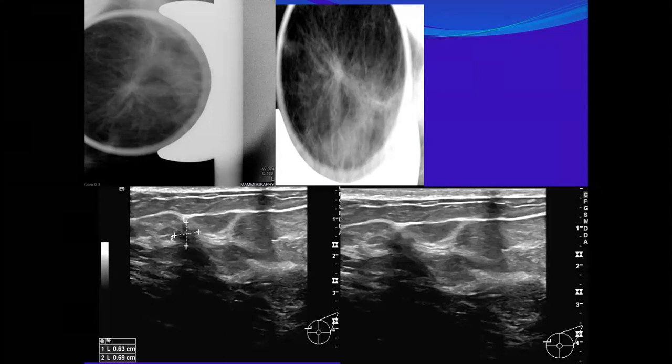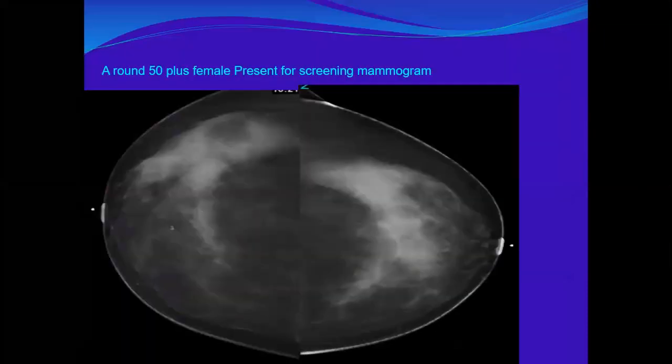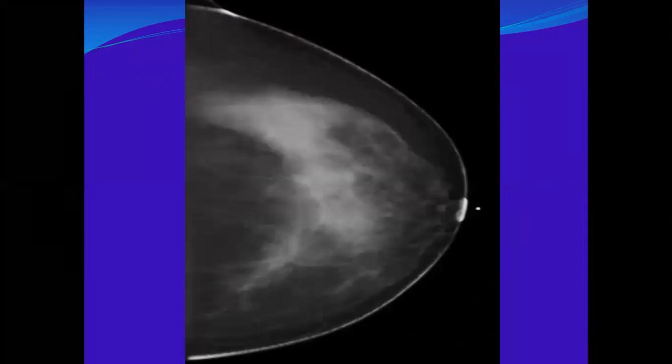So now, if you look here, the distortion is even clearer with speculations, and it even looks like a mass here because the center is denser than the periphery. Dense. See, and there are speculations. And look at the ultrasound. This lady, I remember her. She was around 50 plus. She doesn't like to do screening mammography, and the primary health care physician was trying to convince her. She came to our department.